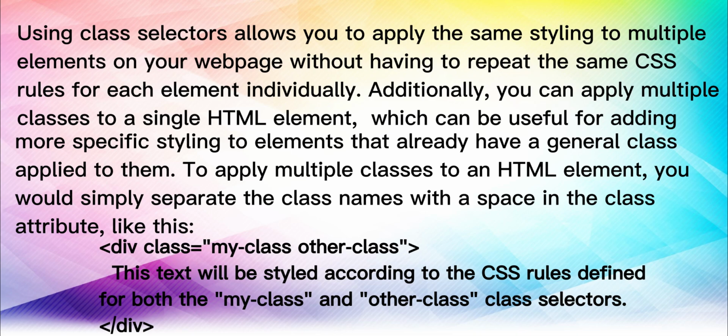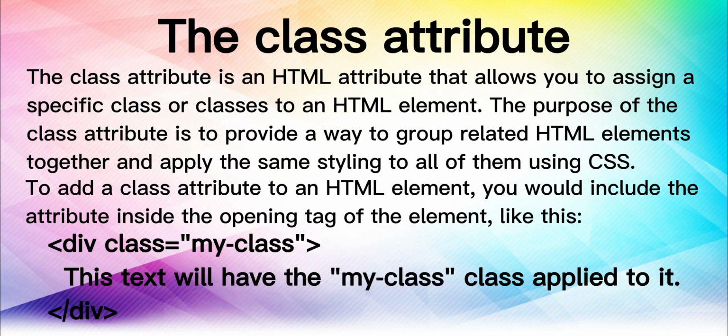Additionally, you can apply multiple classes to a single HTML element, which can be useful for adding more specific styling to elements that already have a general class applied to them. To apply multiple classes to an HTML element, you would simply separate the class names with a space in the class attribute. Like this, this text will be styled according to the CSS rules defined for both the myClass and another class selectors.